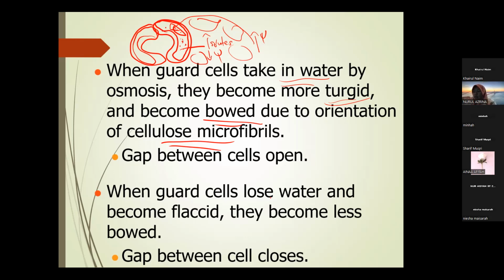But when the guard cell loses water, there is a case when the water potential inside the guard cell is higher compared to the surrounding tissue. So water will diffuse out of the guard cell into the surrounding tissue, right? So the cell becomes flaccid. So as it is flaccid, it is less bowed. So the gap between the cells will close.